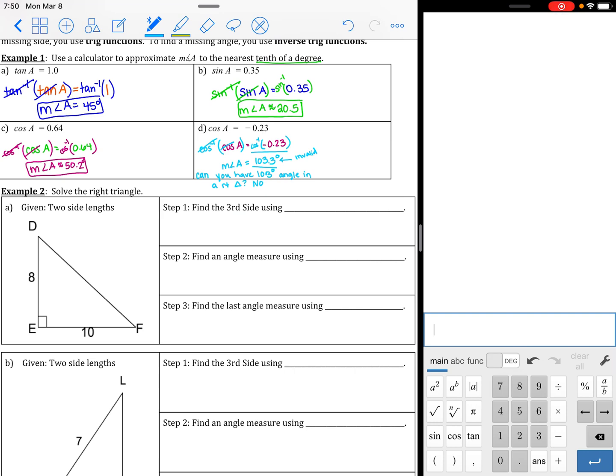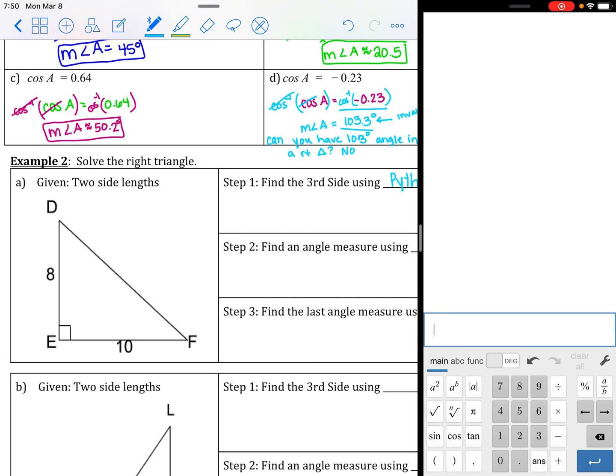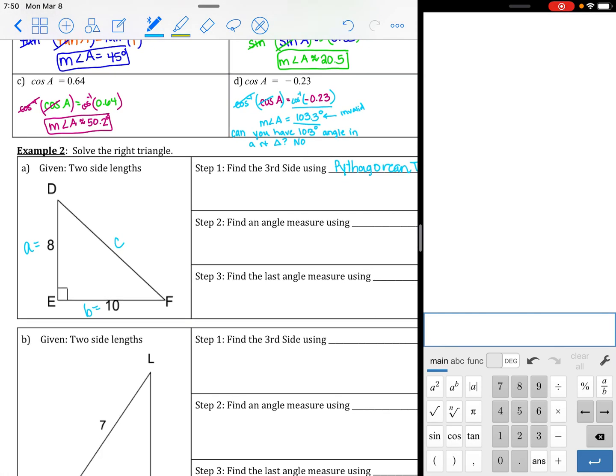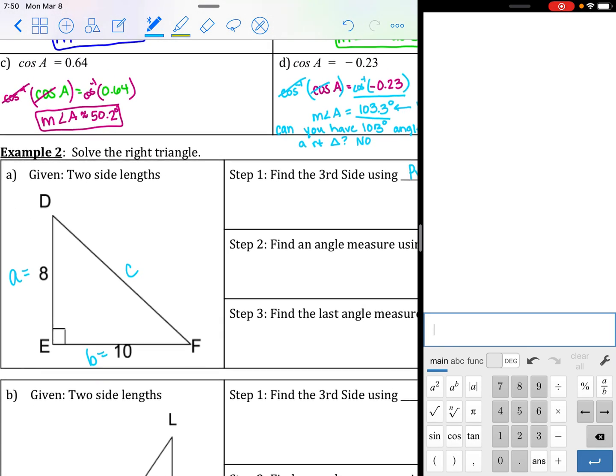All right, so here we have a right triangle, and we are given two side lengths. So we want to solve this right triangle, which means I want to know all three side lengths and all three angles. So if I'm given two side lengths, the first thing I'm going to do is find the third side. So to find the third side with two sides, I'm going to use the Pythagorean theorem. So looking at what I have, these are the legs of the right triangle, and I don't know the hypotenuse. So I'm going to find that third side using the Pythagorean theorem.